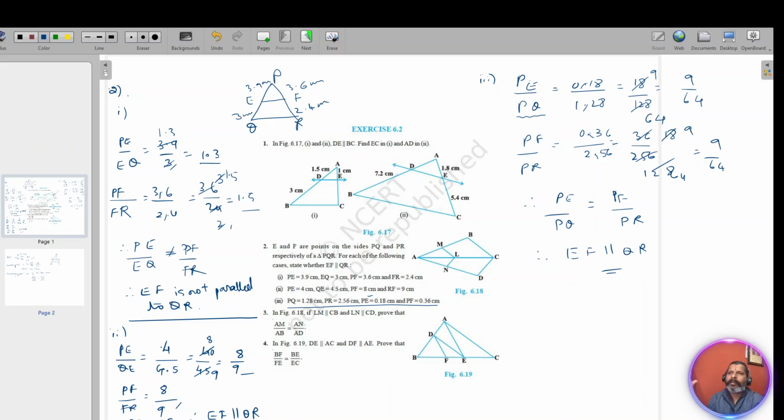Understand these problems properly. What is given? What theorem do we have to apply? Either BPT, converse of BPT, or corollary of BPT, based on the given values. The first two sub-questions in the second main question have the BPT application. The third one has the corollary application. Practice well. They are very simple problems. Okay, we'll move to the third question.